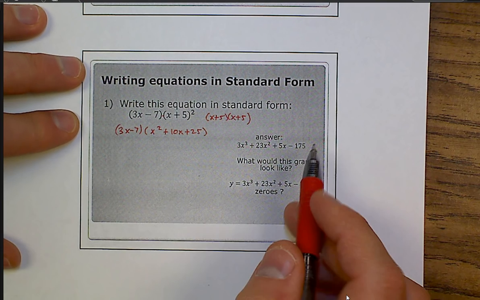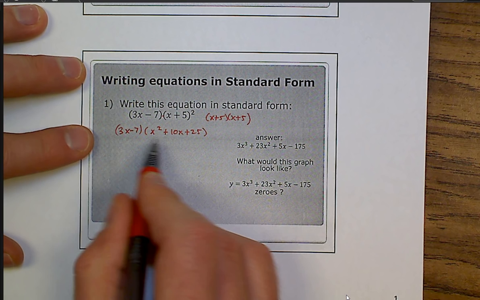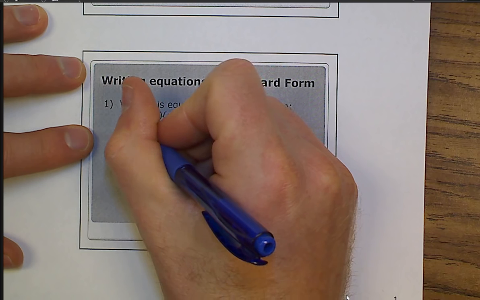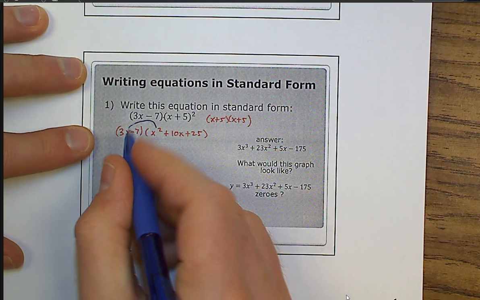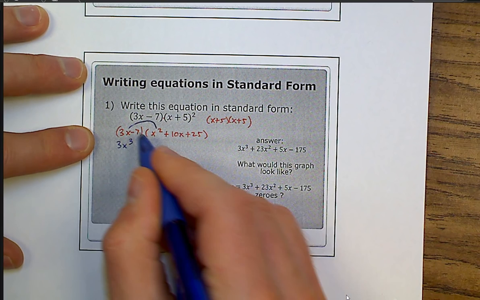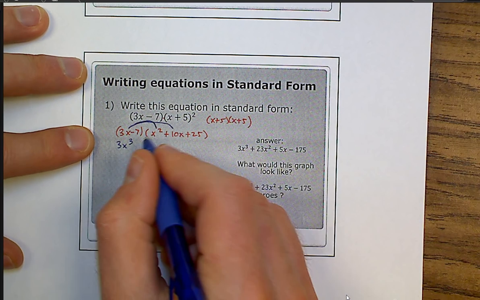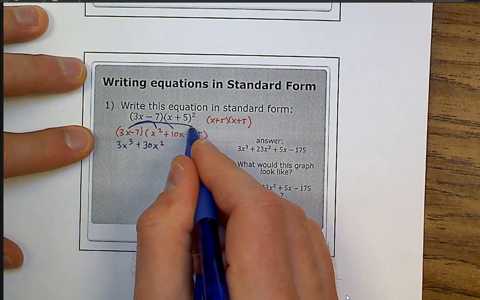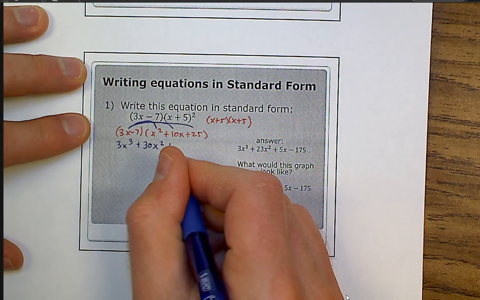And then you're going to have to distribute twice here with this 3x. So this takes a little bit of time. So let's go through it. And you got to go real slow and be real careful. So I'm going to get 3x times x squared, which is 3x to the third. 3x times 10x is going to be 30x squared, and 3x times 25 is 75x.